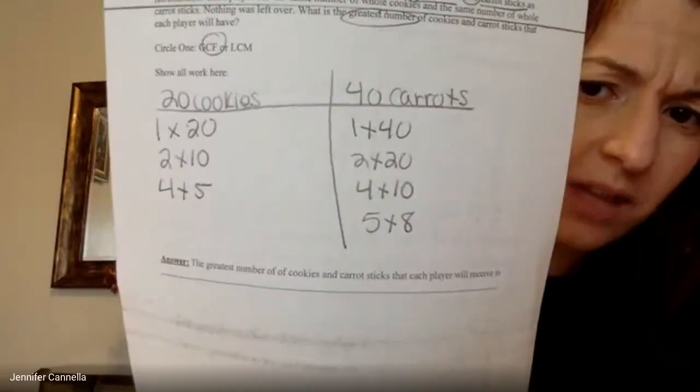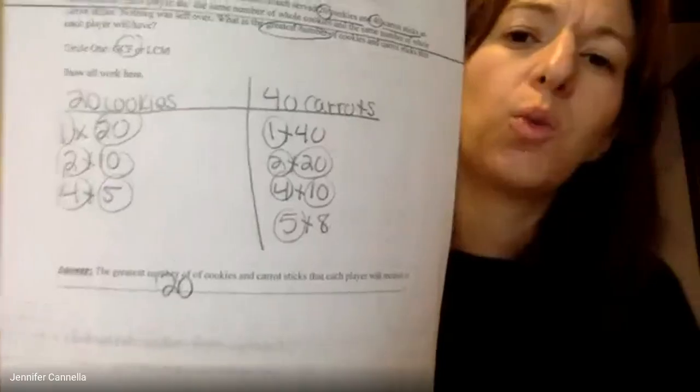Now, what do they have in common? 1, 2, 4, 5, and 10. Oh yeah, and what also? 10. And 20. Oh, yes, and 20. So the GCF is what? 20. Woohoo! We finished. Now, we're not done yet because there's one more part to it that's not on here.